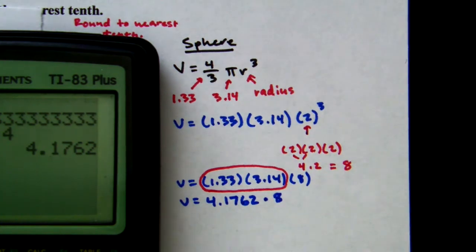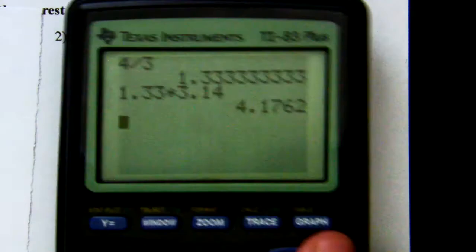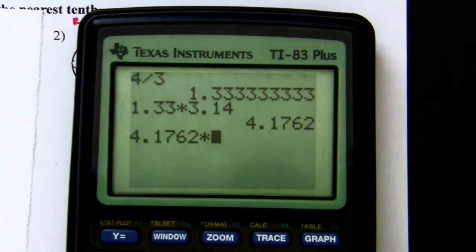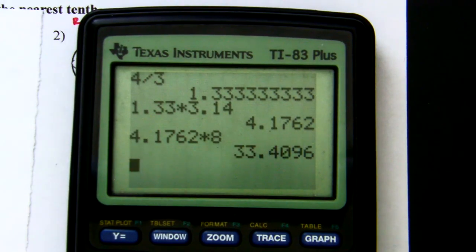Now, you could, in theory, round this to the nearest tenth. You're going to get a different answer than what I got, and I'll show you what you would get. But I'm going to write it all the way out because it's not a huge number. Now, I'm going to take that number, 4.1762, and multiply it by 8. And here's the answer we get.